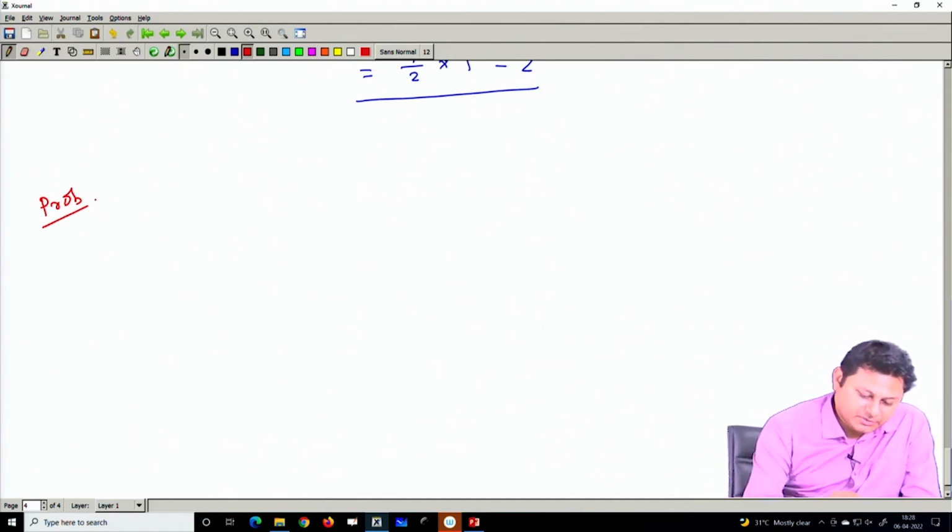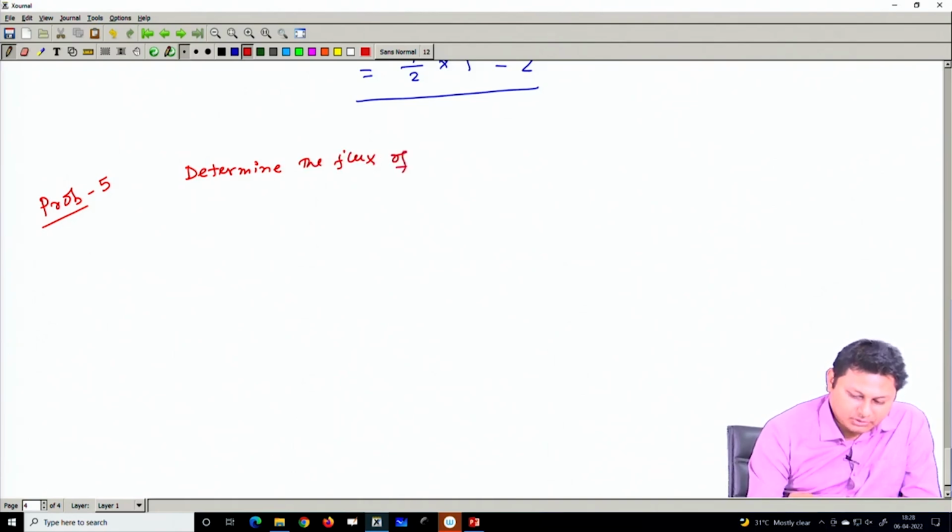So, this is problem number 5, and problem number 5 is like that. Determine the flux of a vector field D, but this vector field is given in a different coordinate system.